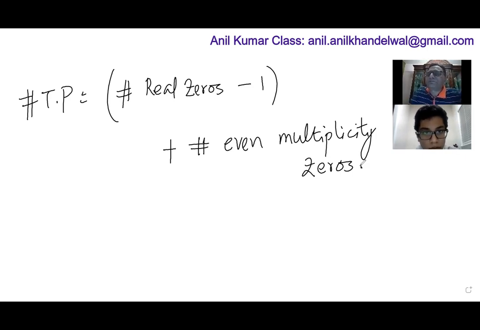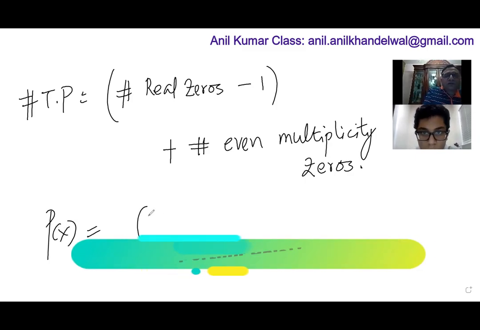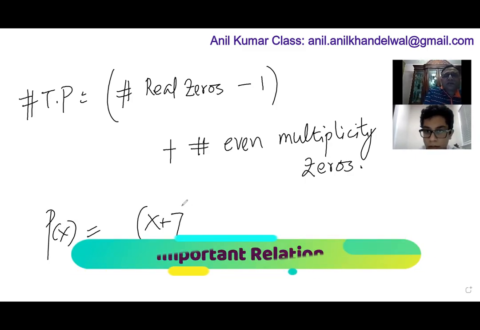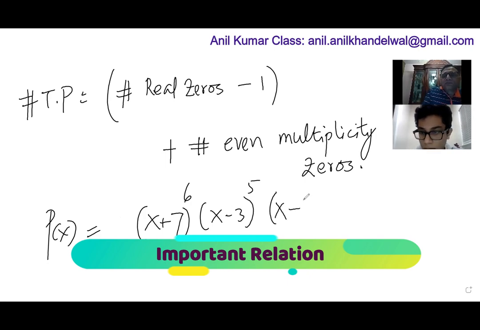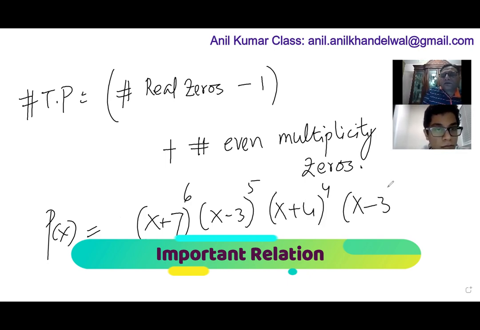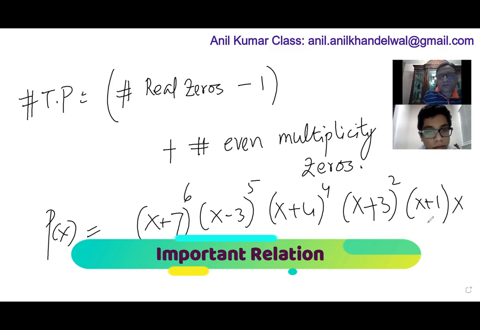You understand? For example, let me write a polynomial now. I'll write a big one: x plus 7 to the power of 6, times x minus 3 to the power of 4, then times x minus 2 cubed, and then we have x plus 1 times x. Oh yeah, we've got a big function.